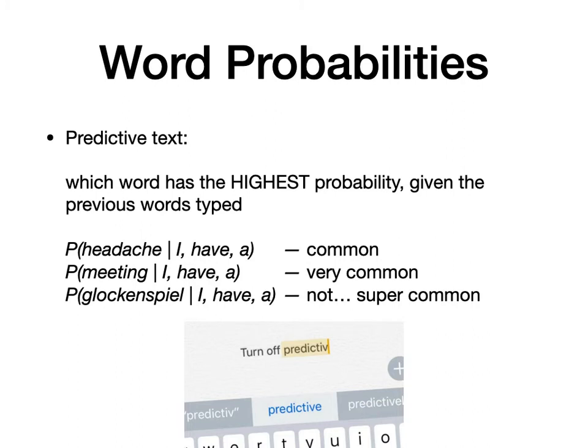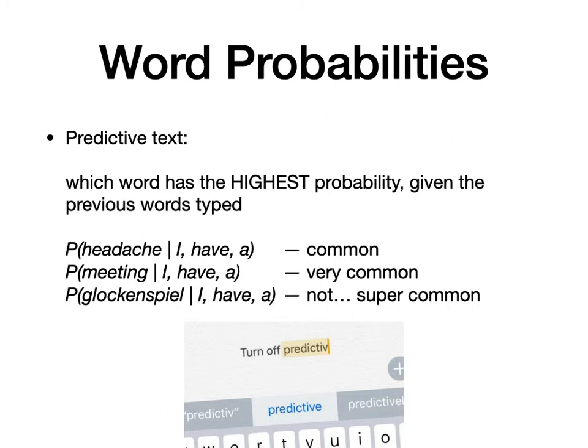What's the probability of "headache" given "I have a"? That's probably pretty common. "Meeting" given "I have a." Okay, sure. Very common. "Glockenspiel." It's not super common. "I have a glockenspiel." That's a fine sentence, if you even know what a glockenspiel is, but it's not really likely to be something that you would suggest as the finishing word of that short sentence. That's kind of the overall goal of being able to model word probabilities and sentence probabilities.